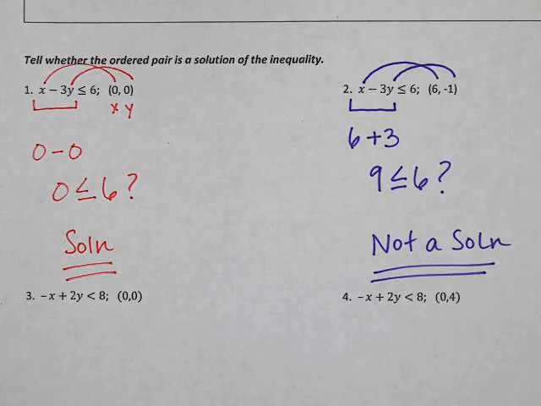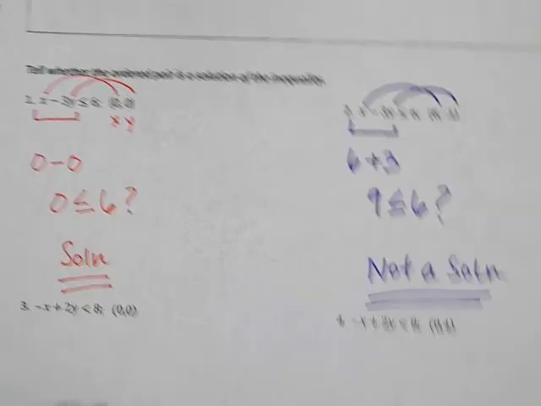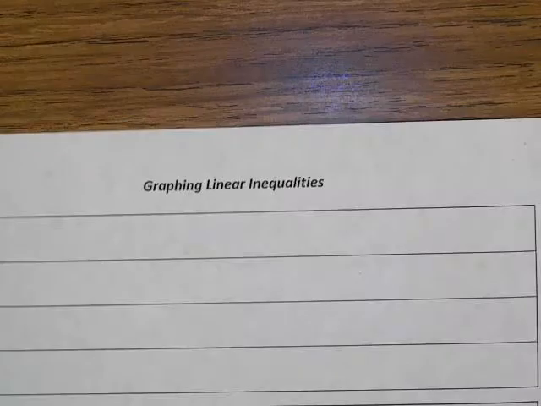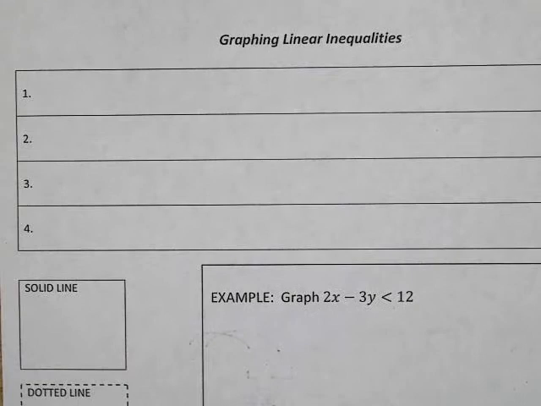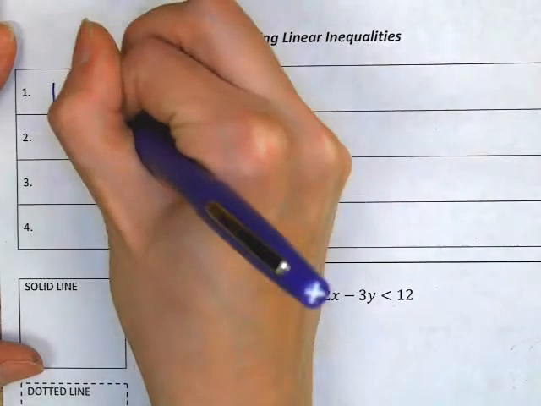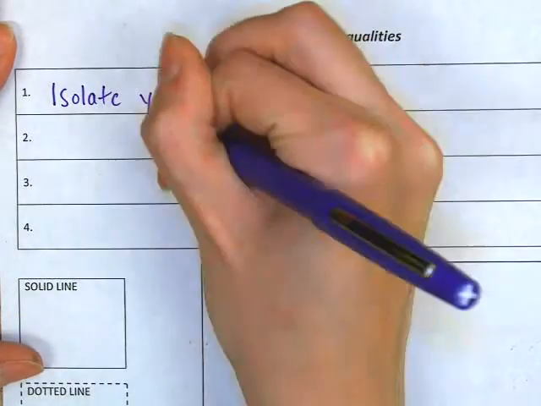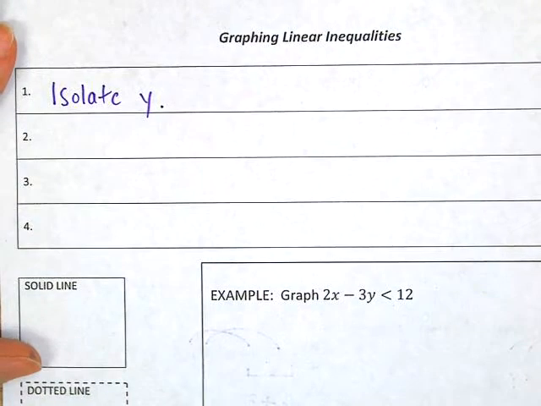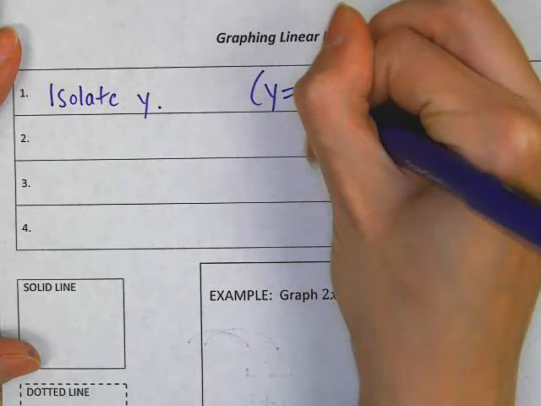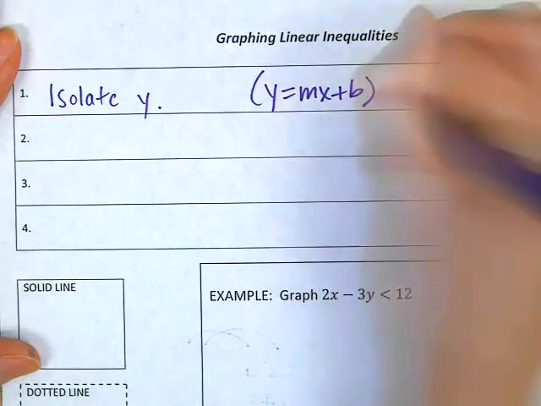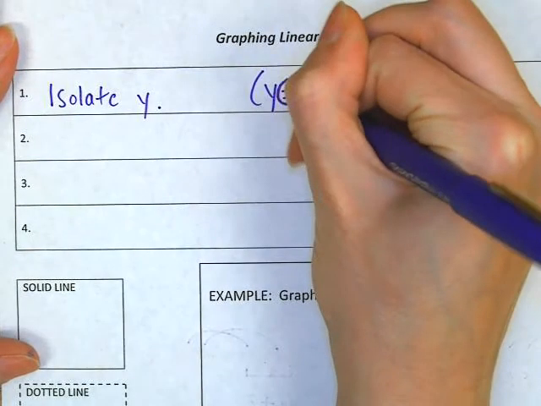Okay, so those aren't too bad. Just plug them in and see if it works. Now we're going to graph them on the coordinate plane. And there's a little bit of rules here. Okay, so step 1, you need to isolate y. You always need to get it into y equals mx plus b form, except it won't be an equal sign, it'll be an inequality today.